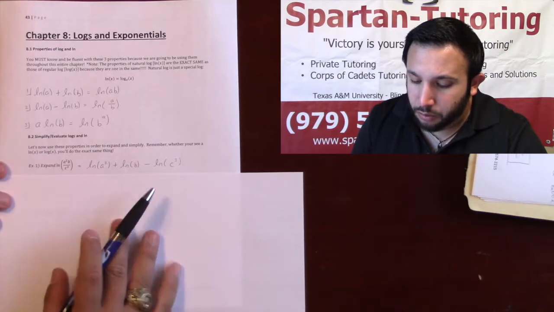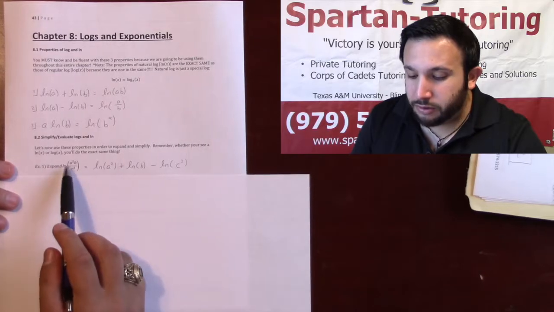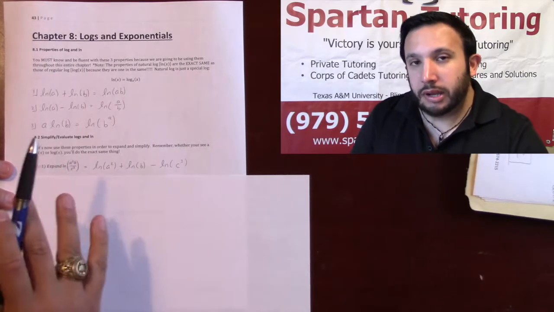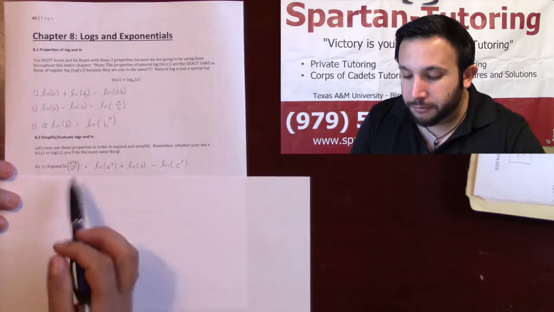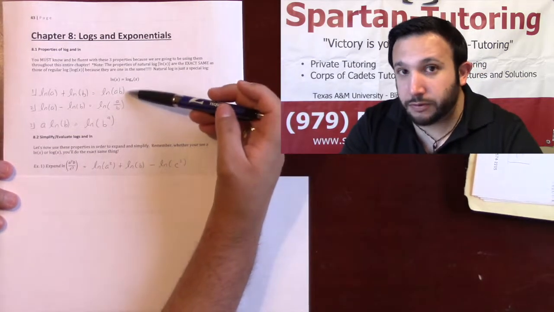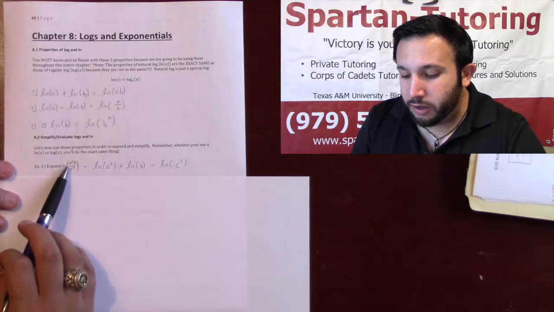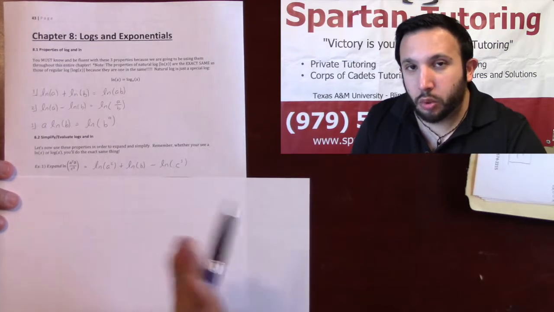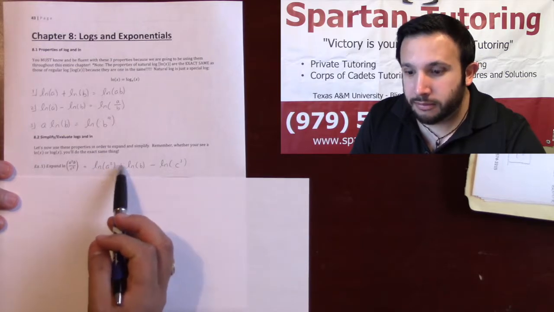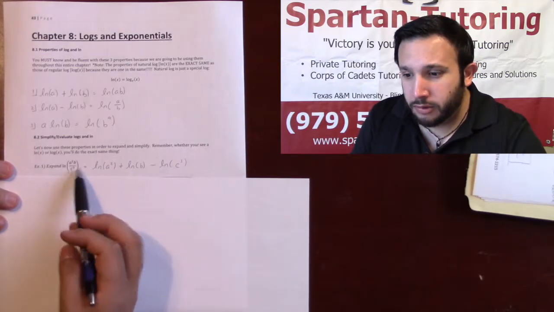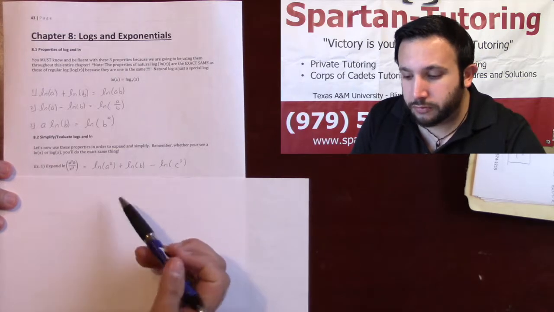Let's say I want to expand the following problem: the natural log of a squared b over c cubed. All of these problems are going to be 2 steps every single time. The first step is to apply these first 2 properties. Whatever is being multiplied on top, whenever you split them, you add them. And whatever is on bottom, whenever you split that, you subtract. That's always your first step.